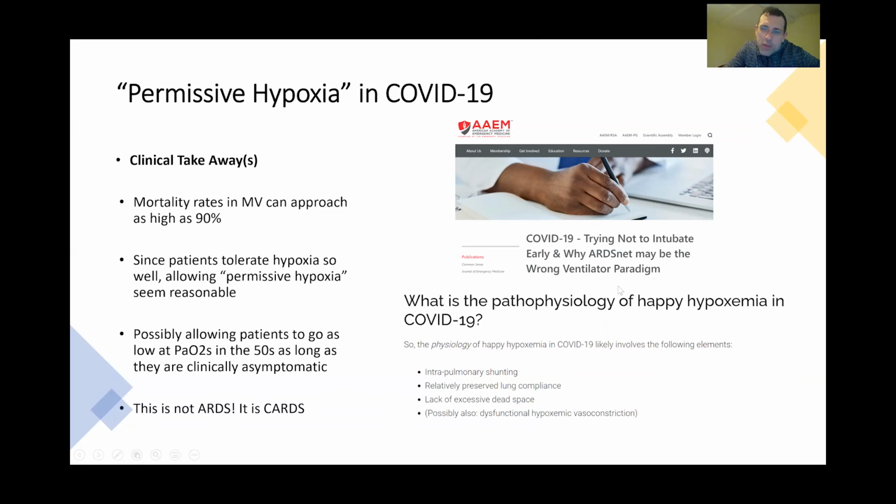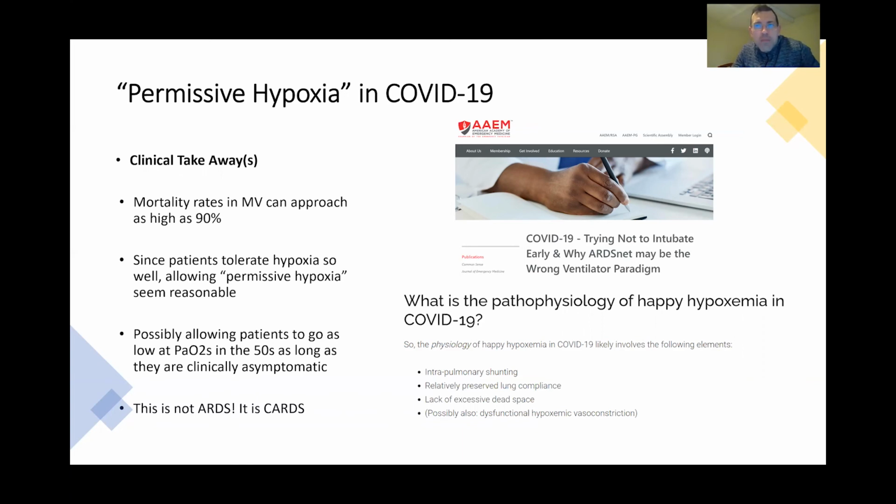And so what is the pathophysiology of what maybe is called permissive hypoxia or happy hypoxemia in these patients? Well, we're seeing intrapulmonary shunting, and that could be related to the microthrombi. We're seeing relatively preserved lung compliance. We're seeing lack of excess dead space. And also possibly a dysfunction in hypoxic pulmonary vasoconstriction, again, maybe where the use of inhaled nitric oxide, or maybe something like milrinone maybe could offer some beneficial effects. And so what are some of our takeaways here? Well, what we know is that mortality rates in mechanical ventilation can approach extraordinarily high numbers, some quoting as high as 90%.